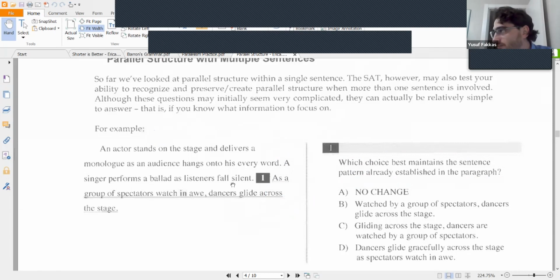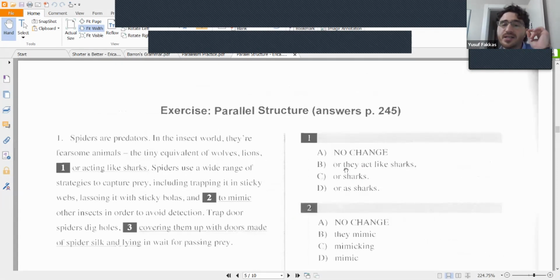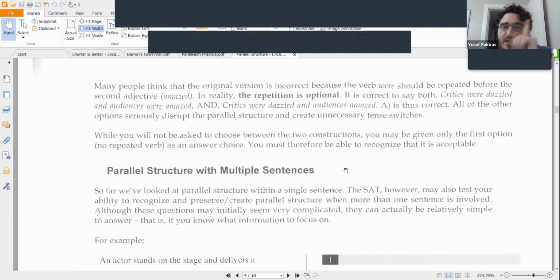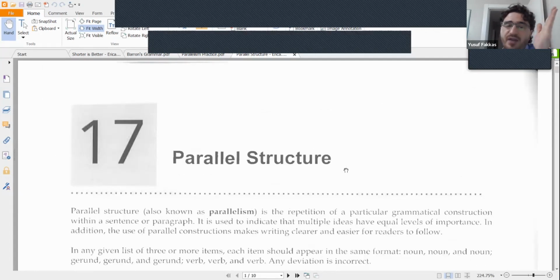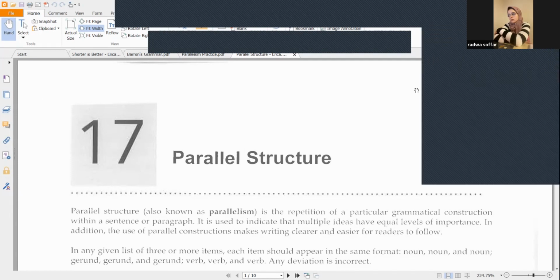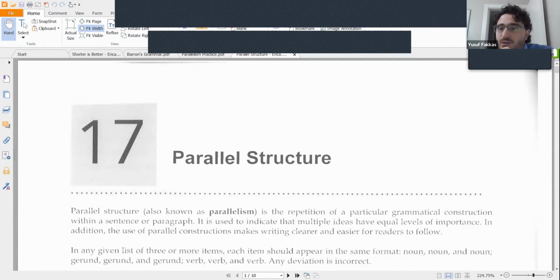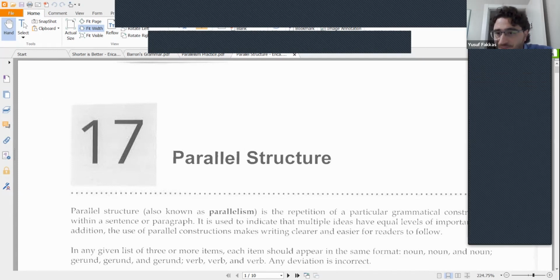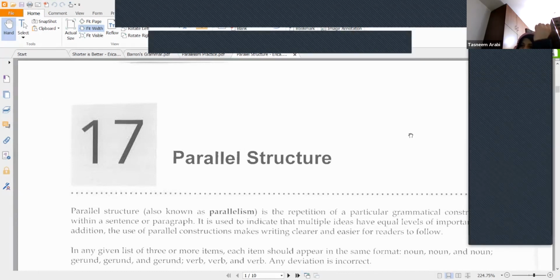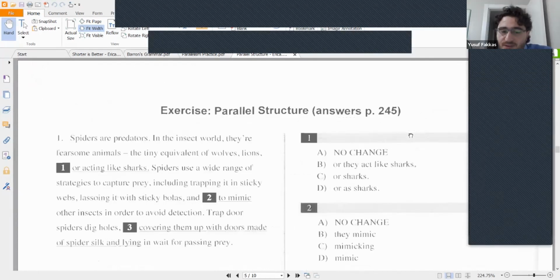Okay, even if it's 1, if it's 2, you look at the one that you are asked about and you make it the same as the one in the paragraph. Okay, so now we understand that parallel structure happens in one sentence when we have a list of items, or it can happen with multiple sentences. Do you have any questions so far? Is everything clear? Yes. Perfect. Let's go to the exercise part.